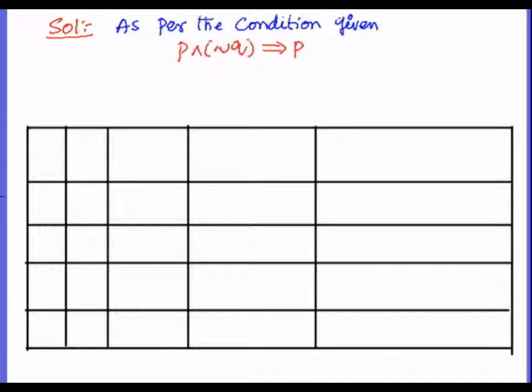Now, this is the truth table. Here we are going to assume two statements: the first statement is P and the other statement is Q. Then on the LHS we need negation Q also. Let us find out the negation Q in the third column.